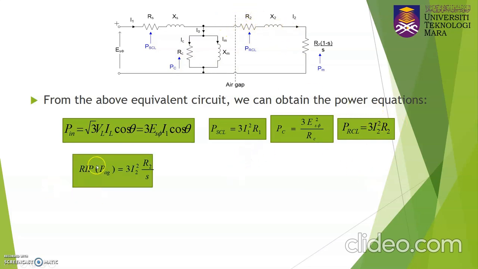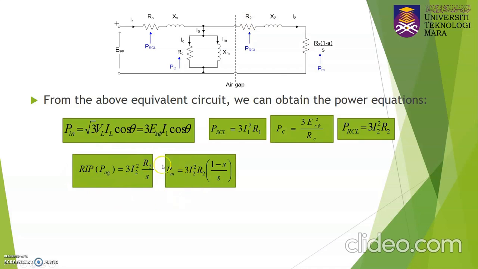And then for the P air gap, the P air gap happens at this whole thing, the input to the rotor. If you add R2 with R2 multiplied by 1 minus S over S, you are getting R2 divided by S. So that's why here it is 3I2 squared multiplied by R2 over S. Since the formula is 3I squared R, I is I2, R is R2 divided by S. How do we get R2 divided by S? Because R2 plus R2 multiplied by 1 minus S over S, when you simplify this, you get R2 divided by S. So this is the formula of the P air gap.